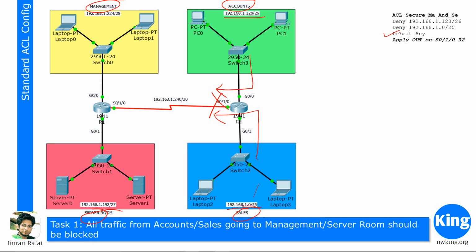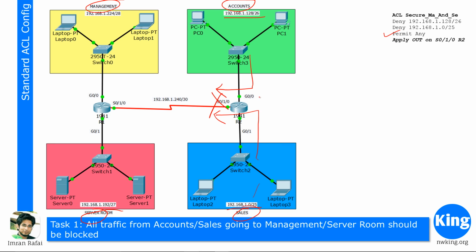Why did I have this permit any? Like we discussed, without that everything will get denied because there is an implicit deny at the bottom. So we're saying everything else should be permitted, but in this case there's nothing else on this router. These are only 2 traffic flows, but don't worry, because that's how we do it. So we say permit any.